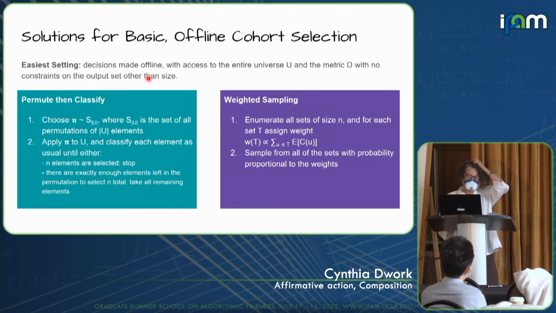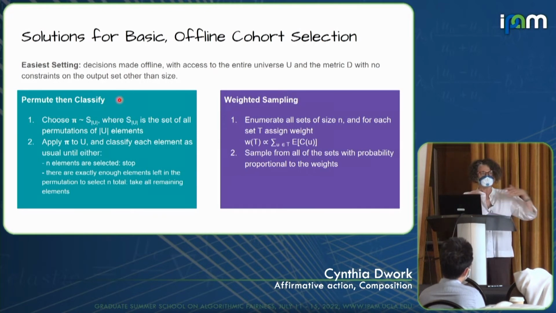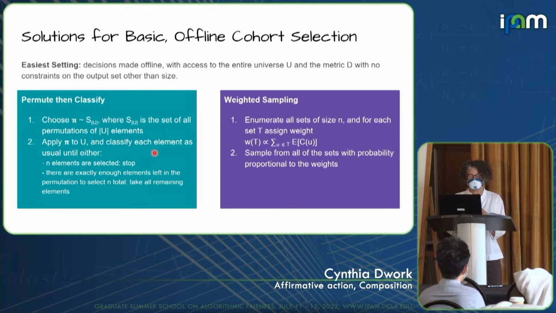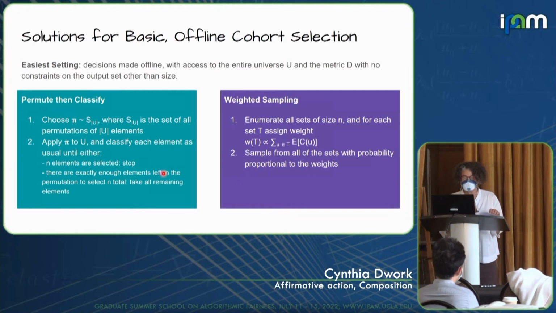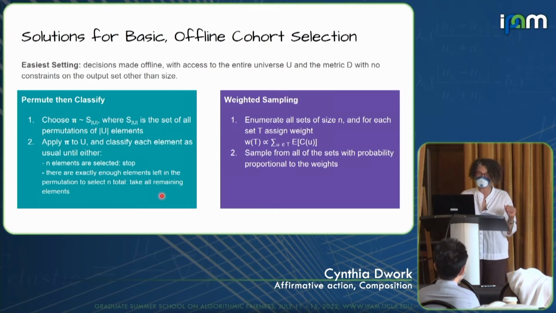So in permute, then classify, we choose a random permutation on all of the elements in U. So we choose a random ordering. And then we classify each element as usual using a fair classifier until either we found n elements and then we stop, or we don't have n elements yet, but there are exactly enough people left that you haven't marched through yet, so that if you put all of them in, you would have a cohort of size n. And then that's the end condition. You dump all of them in.